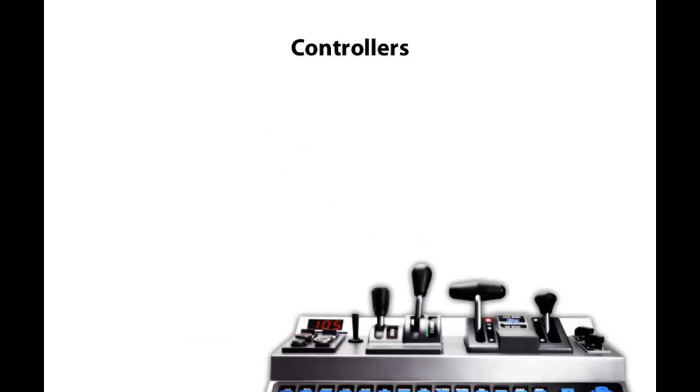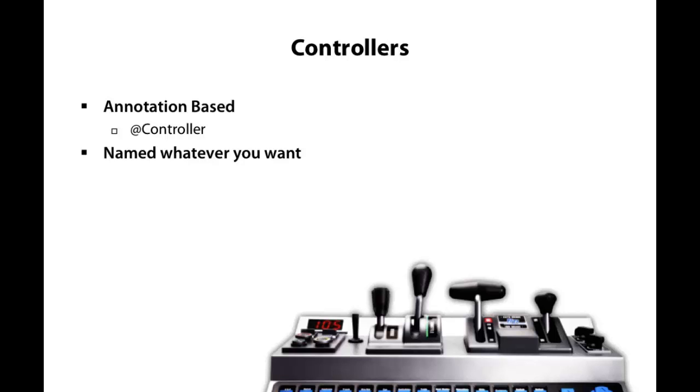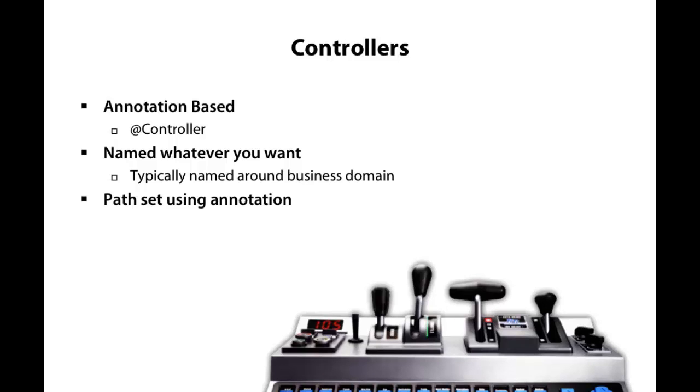Now the next section we're going to talk about is controllers. Controllers are annotation based. They are a simple POJO that you just add the @Controller annotation on top of. They're named whatever you want, but typically named around your business domain. So if we're dealing with time, or we're dealing with people, or if we were dealing with a hotel application, we'd have a hotel controller or those types of things.